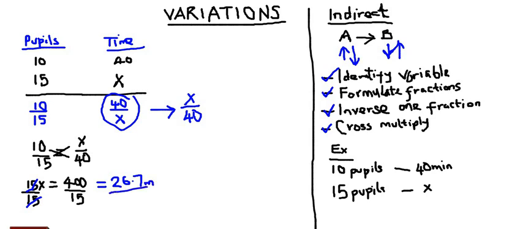So when we increase the number of pupils here, from 10 to 15, we are going to notice a reduction of the time from 40 minutes to 26.7 minutes, which is almost 27 minutes. So that confirms the concept of indirect proportion.